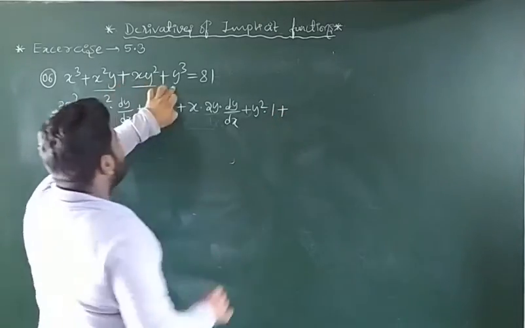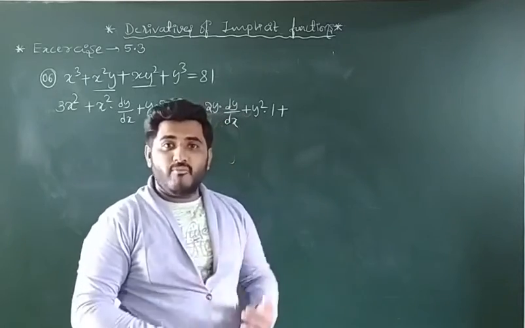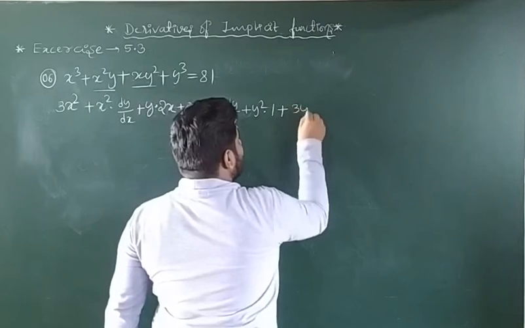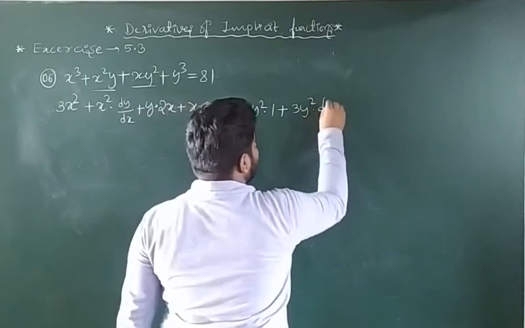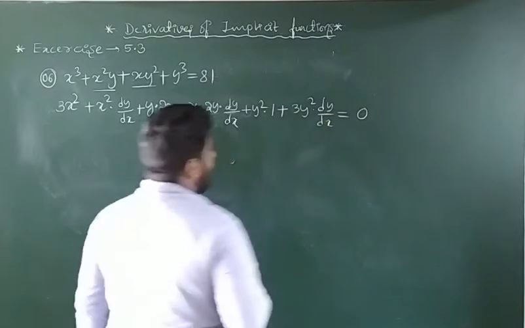Last one, plus y cube is there. So what is differentiation of y cube guys? Differentiation of y cube is nothing but x raised to n formula. So y cube is 3y square. So if x is there, here only it will end, but it is a y. So we have to take differentiation of y also. So this entire thing equal to 0 we are having.